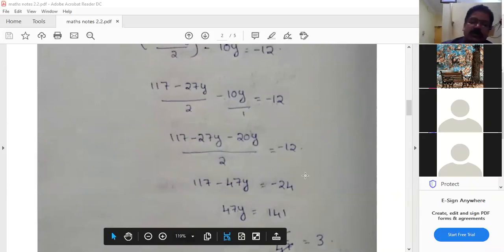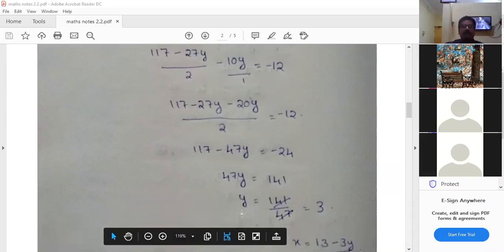So transpose 117 to the RHS, then it becomes minus 117. Then minus 47y equal to minus 141. Both sides minus is there, so I can cancel. Hence 47y equal to 141. Y equal to 141 by 47, 3 times. This is how I got the y value. Up to this, understand?